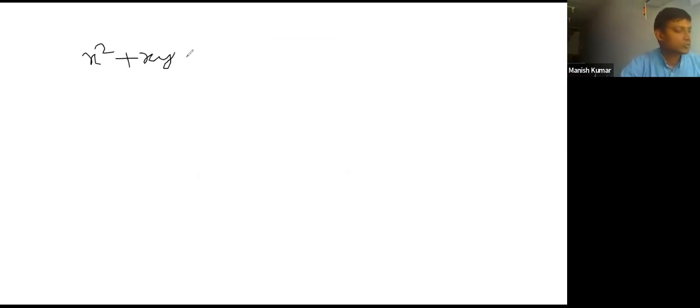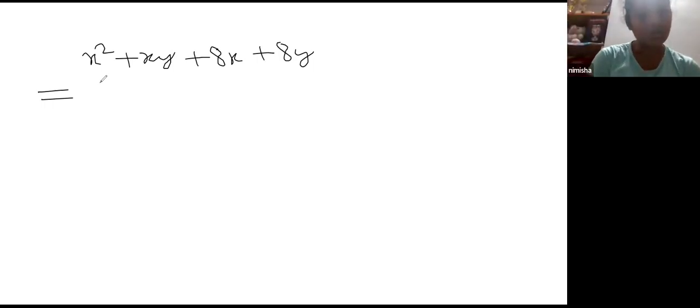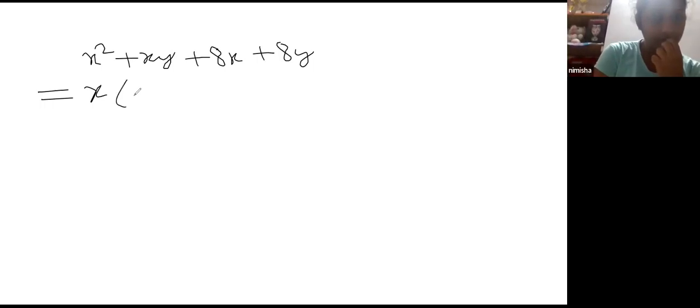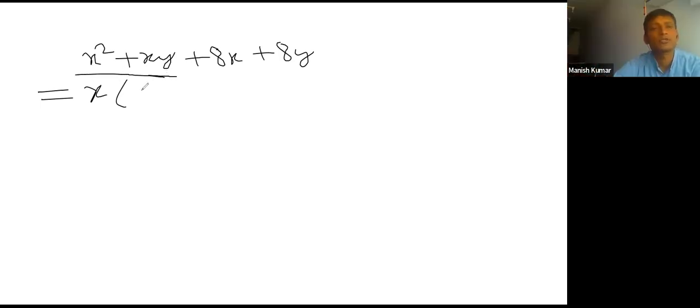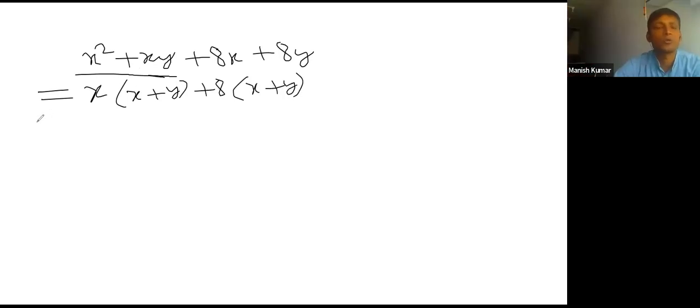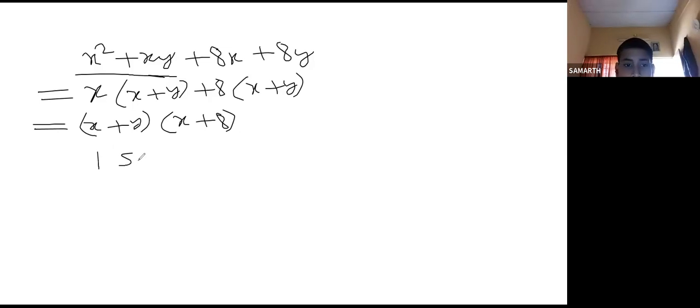x square plus xy plus 8x plus 8y equal to. Now here, what can be done? Any idea, Nimisha? So we can take x as common, x plus y. And 8 common here, x plus y. It is so simple. Why make it so complex? Now here x plus y is common, and in bracket what is left? x plus 8. Understood? Yes, sir. Now next question for Samar.